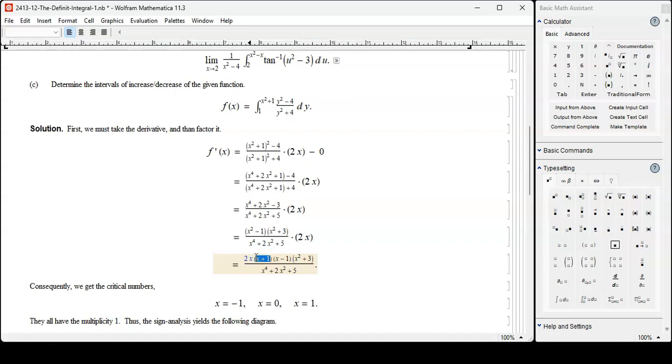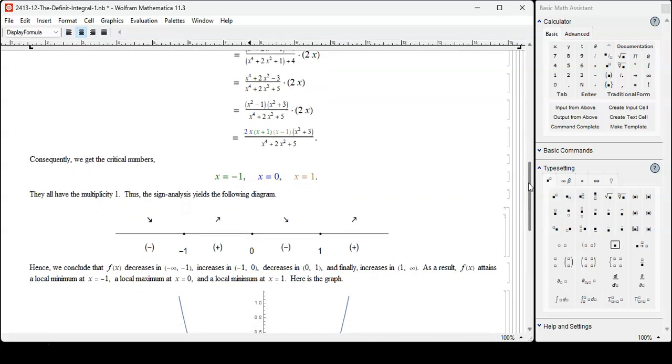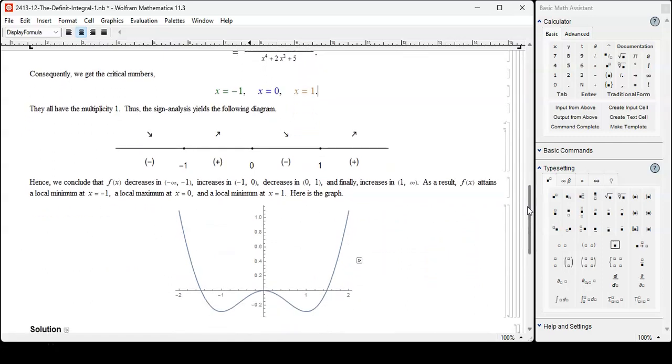In the end, I got the same thing: 2x blue, x plus 1 green, and then x minus 1 brown. So x equals negative 1, x equals 0, and x equals 1. Those are critical numbers, the x coordinates of the critical points. And then they all have multiplicity 1, so we have sign change on both sides.